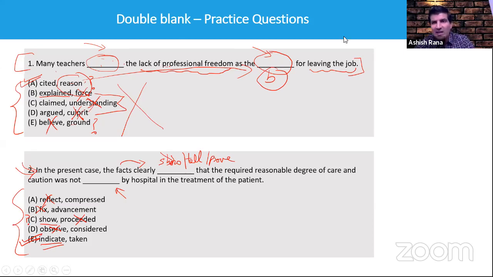Did you all understand how I attempted this question? Yes, indicate is correct. Facts can indicate, facts can show, right? And guys, one thing that we have to remember is it is the best option. Ultimately you have to choose one of the 5 options. If the 4 are bad and the 5th one is the better of all, that means that is your best option. So it's not about the right answer. Sometimes it's about the best answer. Okay.